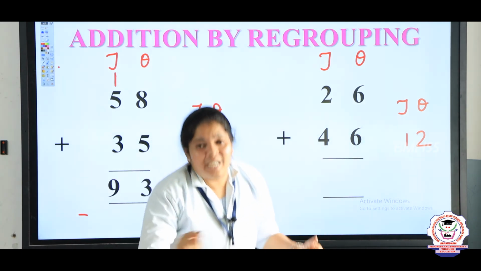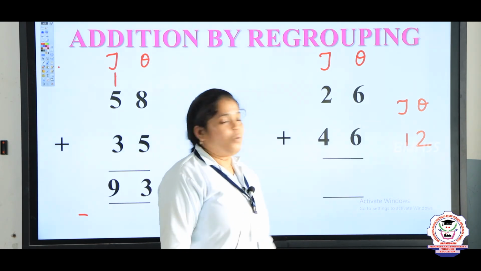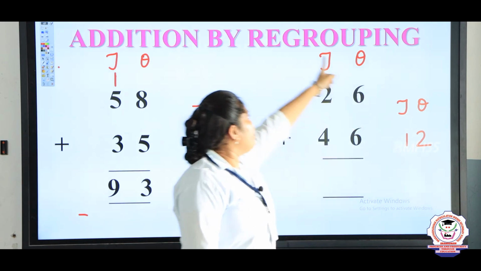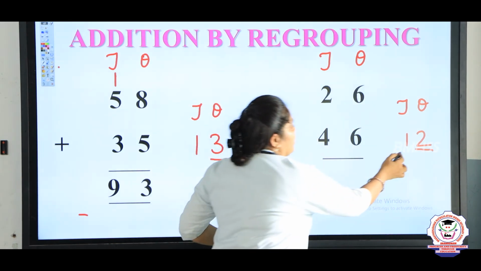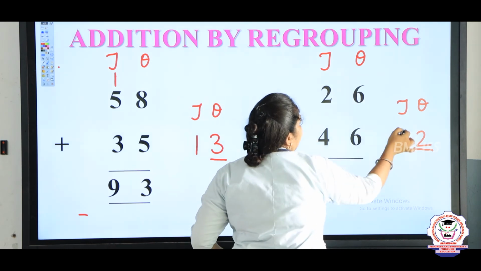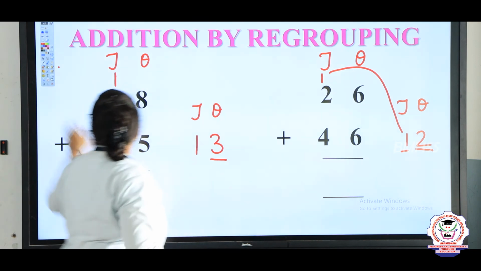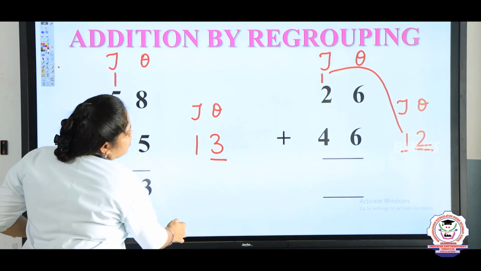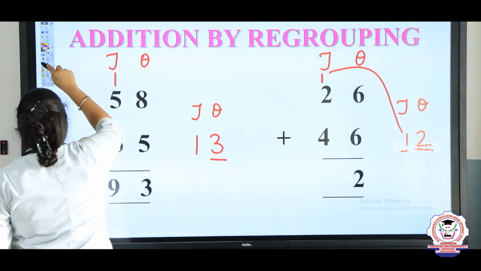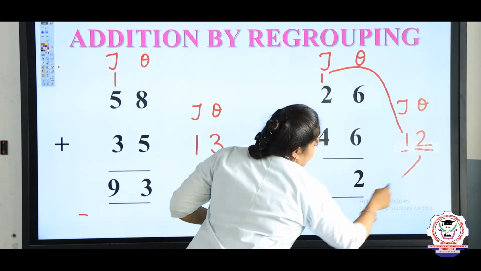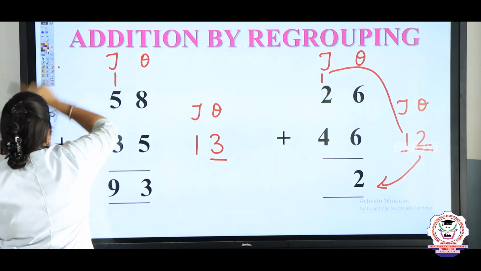So, the next step is the ones place value should be written in the ones place and the tens place value should be written in the tens place. So, ones place should be in the ones place, and then tens should be in the tens place. Now, add the number.